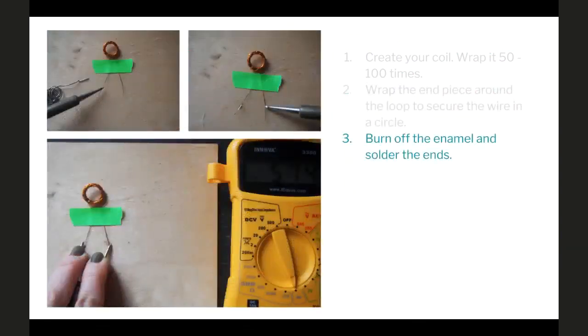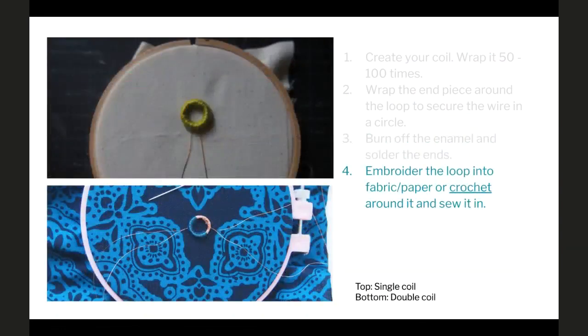Next is you want to burn off the enamel at the ends. You can do that either using a lighter, just holding like a cigarette lighter at the end, or you can just run solder over it until the solder starts to stick. This might take a little while, and just make sure that you have a connection with a multimeter. Next is that you want to embroider it in or crochet it in. You can do this and then adhere it to the fabric, sew it into whatever fabric substrate you're using.